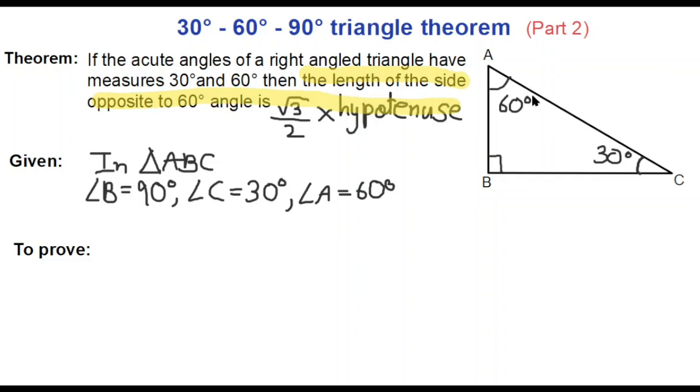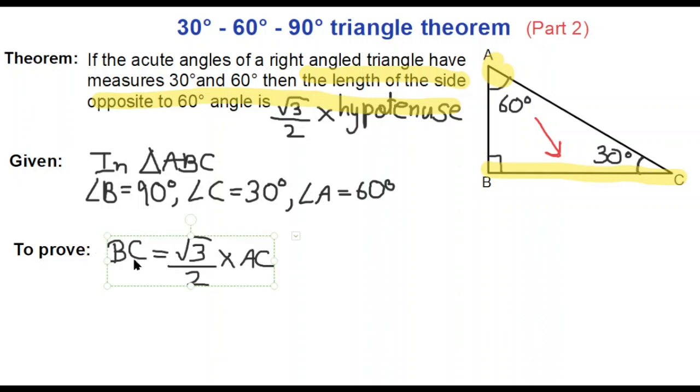Now see, the 60° angle is this angle, angle A. Now the side opposite to this 60° angle is this side BC. This side BC is the side opposite to the 60° angle. So we have to prove this side BC will be root 3 upon 2 times the hypotenuse. Now what is the hypotenuse? The side opposite to the 90° angle, right? So here AC is the hypotenuse. So what we have to prove? Here we have to prove BC is equal to root 3 upon 2 into AC.